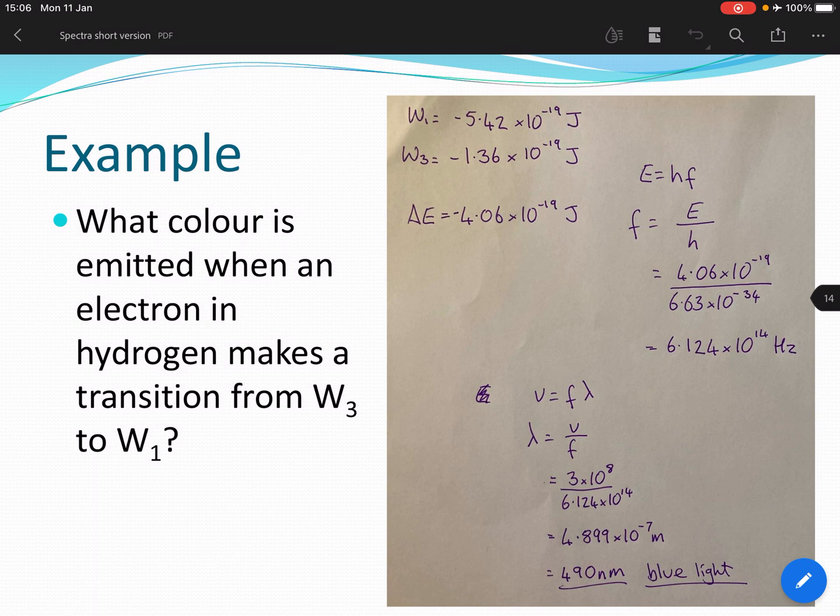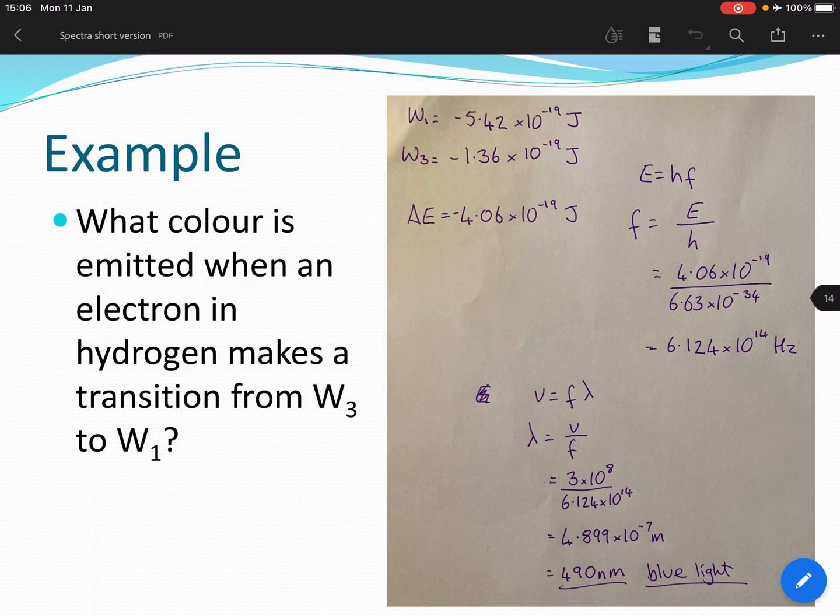That's a frequency. The question is asking us what colour of light is emitted. The colours of light are related to the frequency, but they're obviously related to the wavelength, and that's how we know them. So we then have to do v equals f lambda, rearrange that, and then it's the speed of light divided by the frequency that we've just got. That gives us 4.899 times 10 to the minus 7 metres, which is 490 nanometres, which is blue light. Okay.